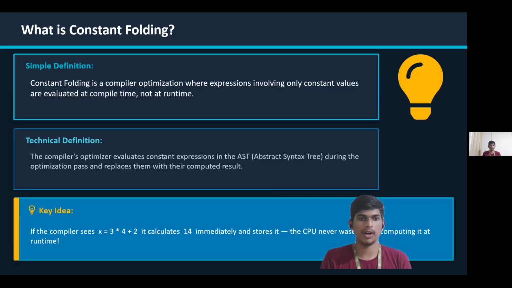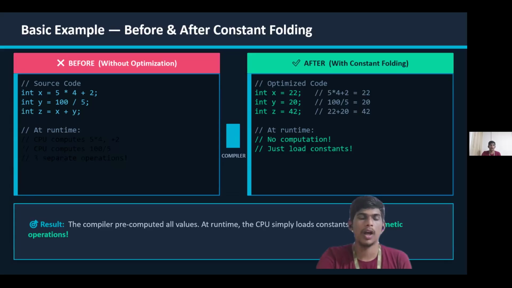For example, let's say there is a variable x assigned as 3 * 4 + 2. This is an arithmetic expression whose value is equal to 14. So it stores it immediately so that the CPU never wastes time computing the result at runtime. And here we can see the before and after. Before, x = 5 * 4 + 2, which is arithmetically equal to x = 22, which we have demonstrated in the after case in constant folding.